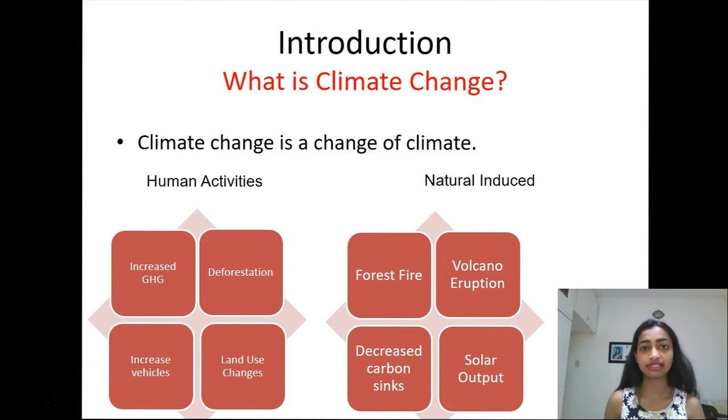Decreased carbon sinks. Basically, carbon sinks are anything that absorbs carbon dioxide. For example, our trees or oceans. In fact, our oceans are our biggest carbon sinks. They absorb a lot of CO2. So if for some weird reason our oceans and our trees were to disappear, there won't be anything much absorbing the excess of carbon dioxide. And finally, solar output, which is basically if the sun came closer to the earth, making it hotter. And of course, this list is not by any means exhaustive, and there are a lot of other examples from both of these categories that you can put in.